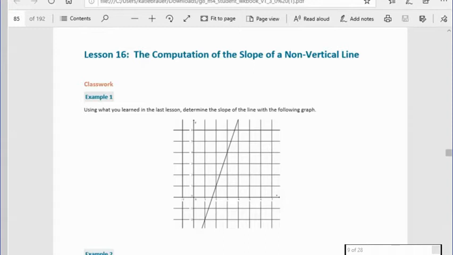The question says, using what you learned in the last lesson, which was about slope, determine the slope of the line with the following graph. So what happens if they don't give you points on your line? You have to make the points on your line.